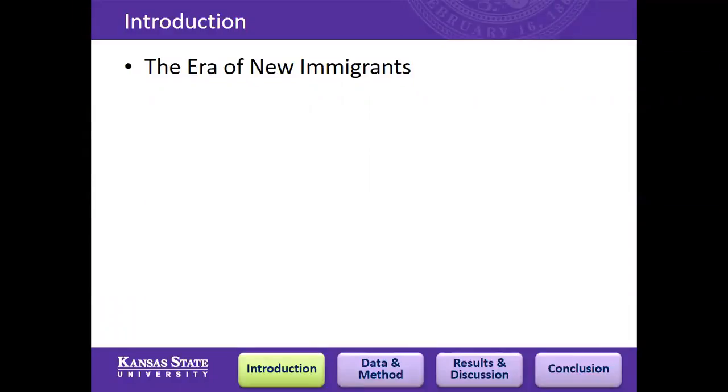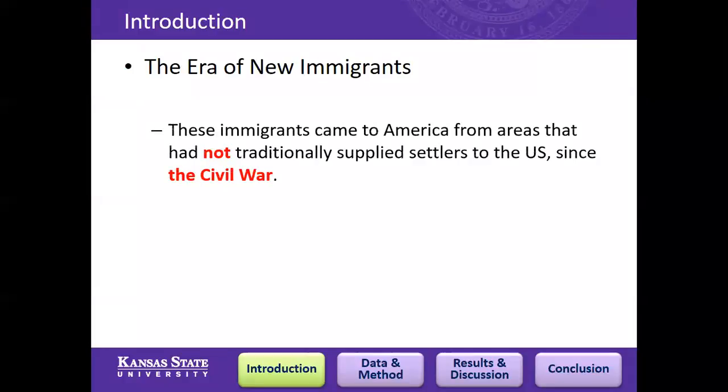Now, we're in the era of new immigrants. Then what are they? So we know about the traditional immigrants. Traditionally, people came from West Europe, a little bit from Latin America. They're considered traditional immigrants. But what are the new immigrants we're talking about? Generally, just those areas who are traditionally not the supplier of the settlers to the United States, of course, since the Civil War. So these areas, generally places like South Europe, Asia, and other places in the world.